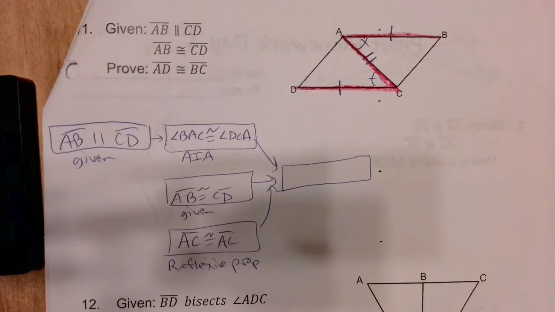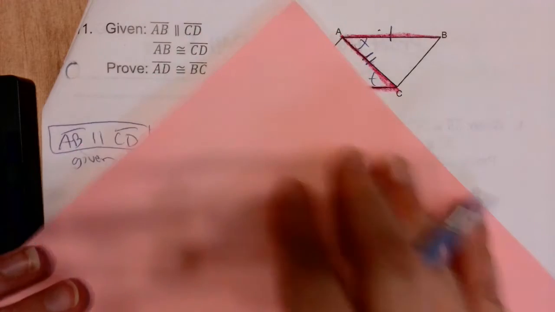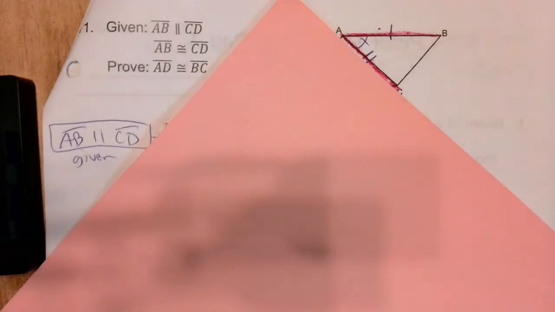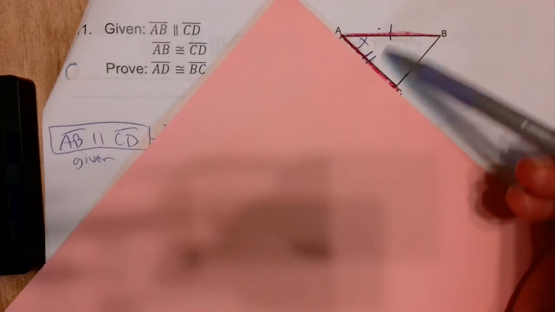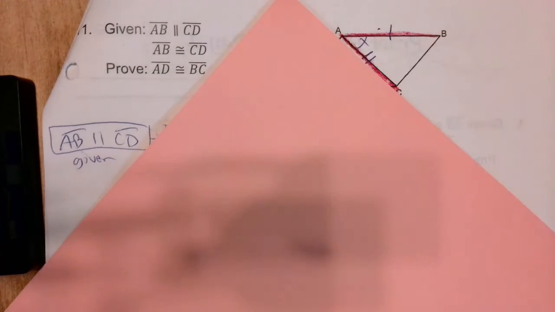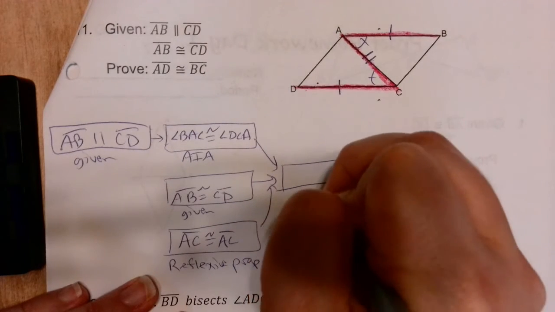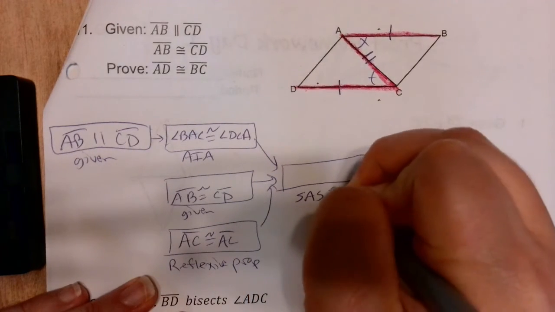Now when you look at this, focus on one triangle. What rule? Side, side, side, side, angle, or angle, angle, side. Two sides, the angle in the middle. This is side, angle, side congruency.